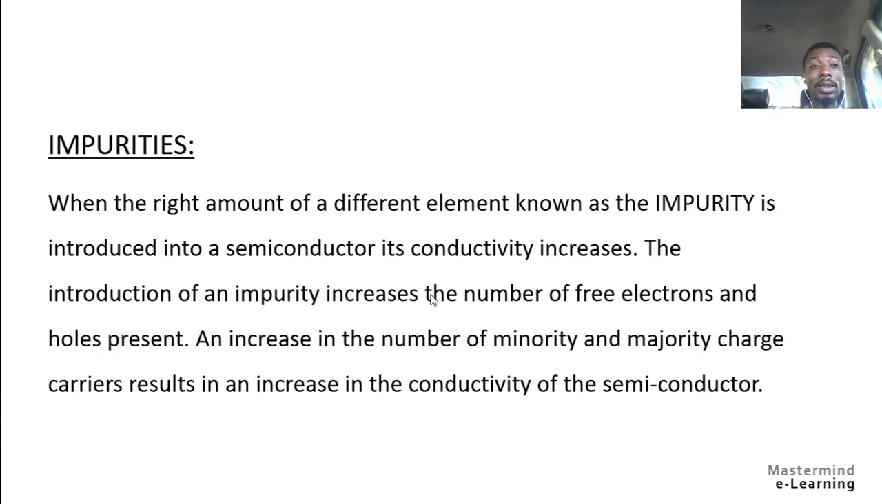Number two is impurities. When you introduce impurities, it affects the conductivity of the semiconductor. When the right amount of a different element, known as the impurity, is introduced into a semiconductor, its conductivity increases. The introduction of an impurity increases the number of free electrons and holes present. Hence there's an increase in the number of minority and majority charge carriers.